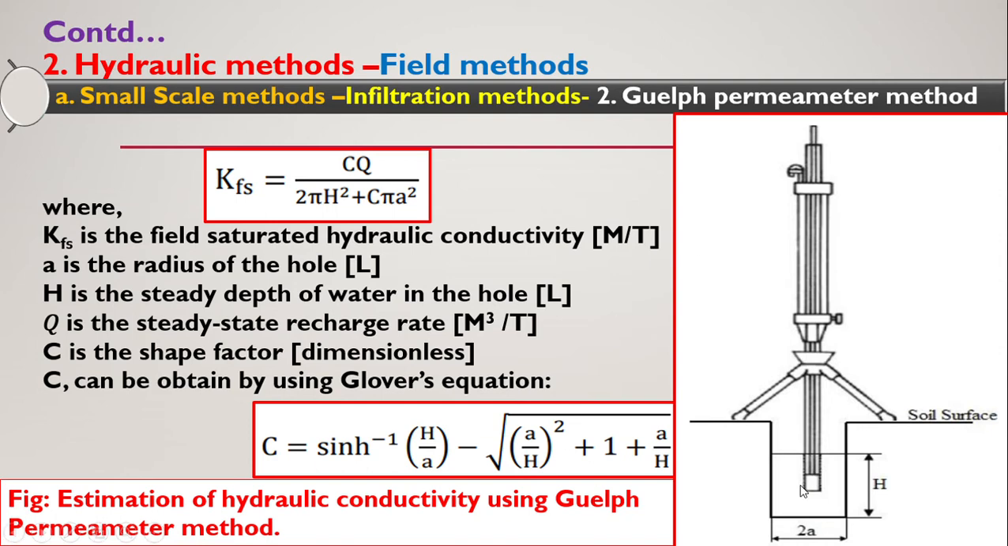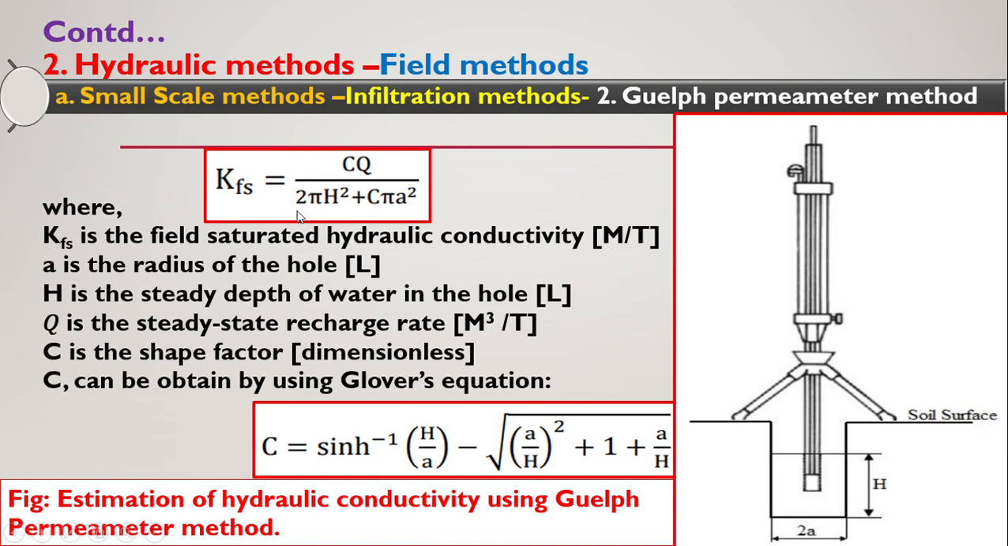We will maintain a constant head here, but the rate or speed of water will be measured by using this instrument. So this is a portable instrument. By using this equation, we will find the K value. This is also a derived equation, which is derived by some scientist.